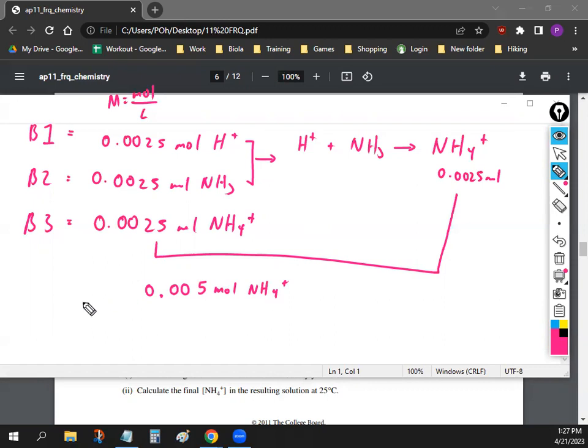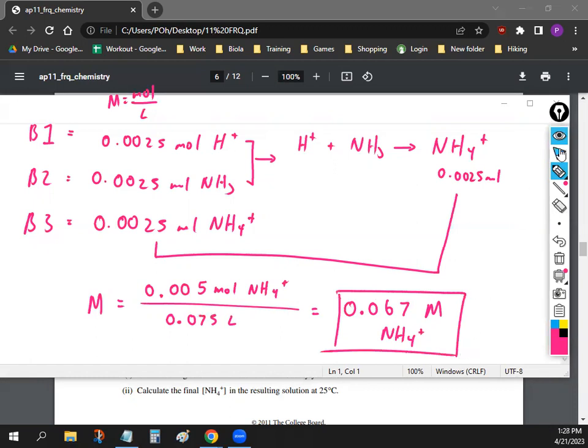And so to figure out the final concentration, you need to use the molarity formula, moles divided by liters. And if you add all three of them together, you're going to have 75 milliliters, which is 0.075 liters. And you should get around 0.067 molarity NH4 plus. So that one's not too bad. I think D1 was the hardest question out of all of these.